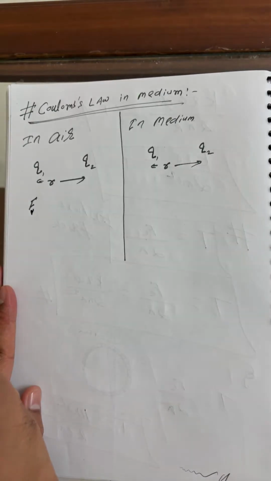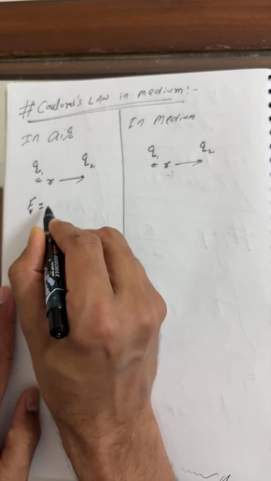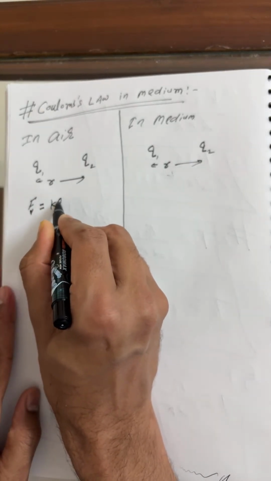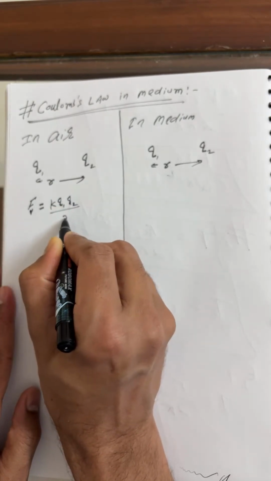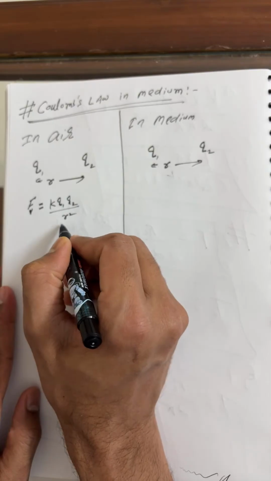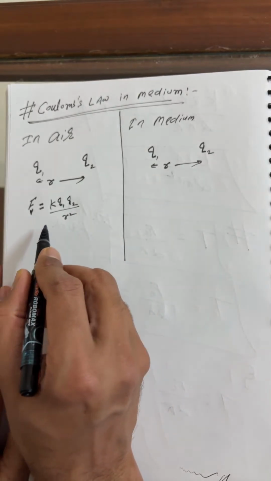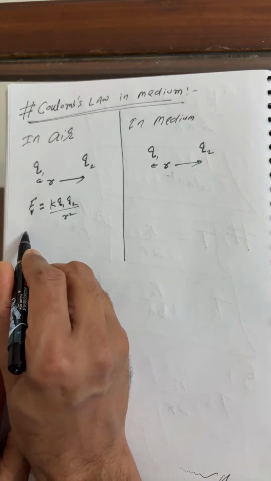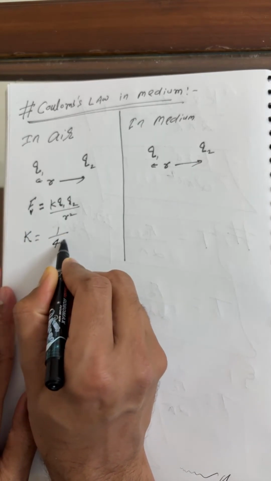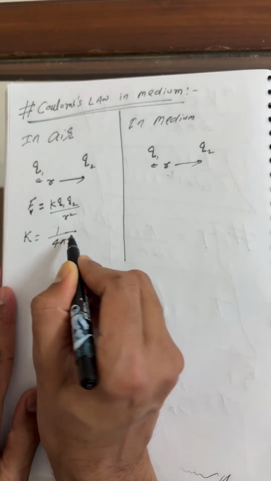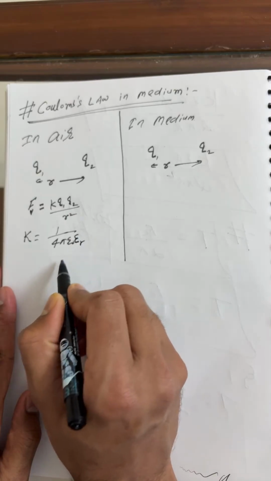I'm calling this FV. Yesterday I gave you the formula: K Q1 Q2 by r square. I hope all of you remember, yesterday I said K is 1 by 4 pi epsilon. In fact, this is epsilon r.